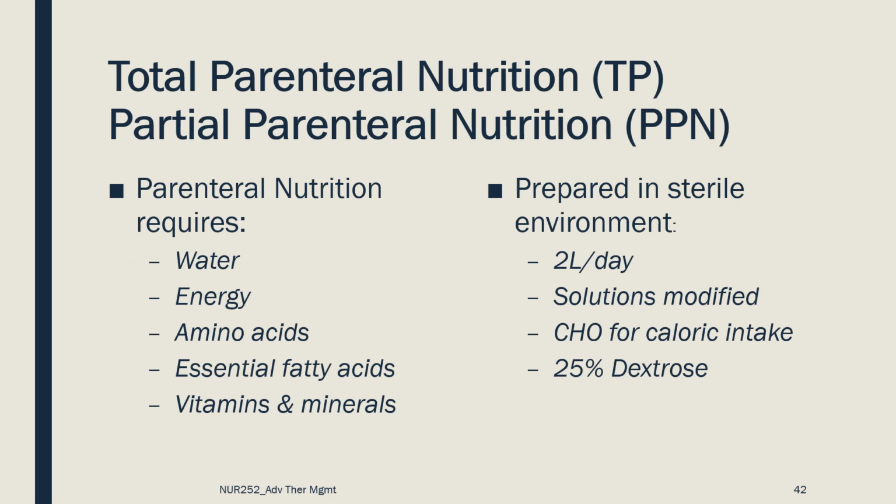Total parenteral nutrition, or TPN, requires a combination of major macronutrients and water, which is 30 to 40 milliliters per kilo per day. Carbohydrates are necessary for the energy requirements of the body. TPN is normally around 25% dextrose.